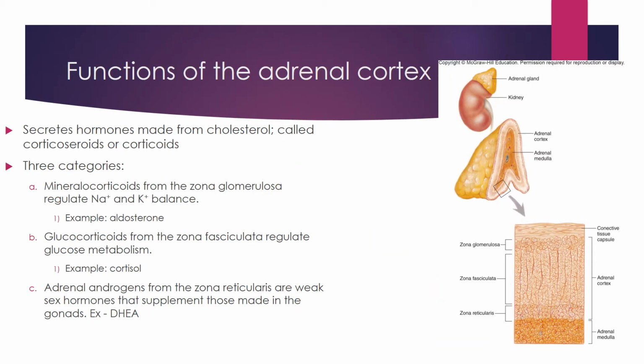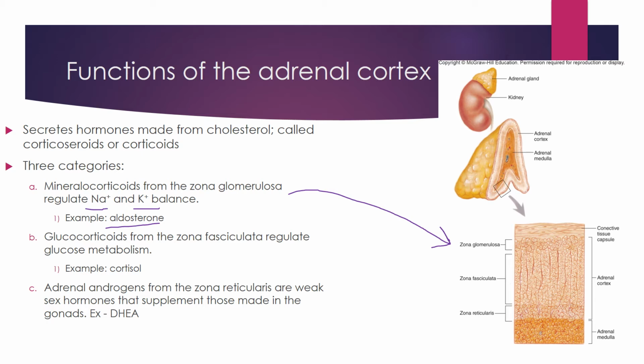The hormones within the adrenal cortex all come from synthesis from cholesterol, and so these are termed cortical steroids or corticoids. Both are used interchangeably. There are three main categories of cortical steroids that are produced, and it depends on the layer in which they are produced. Mineralocorticoids are produced within the zona glomerulosa of the adrenal cortex, and they're important for regulating sodium and potassium balance. A good example of this is aldosterone.